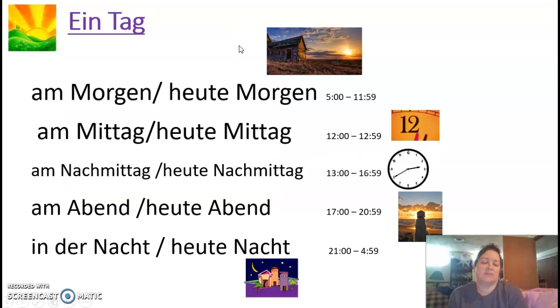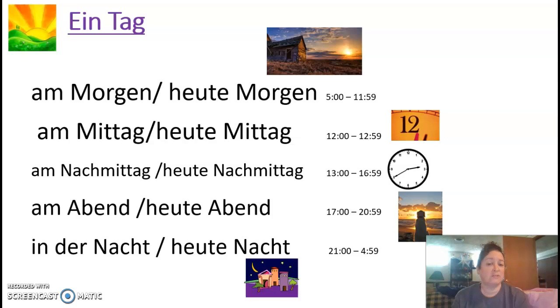So these are some just general times. Am Morgen, 5 to noon-ish. Mittag, it's the same, about 12 to 1 o'clock. Nachmittag, 13 Uhr to almost 17 Uhr. Notice how now we're getting into the 12-hour clock. So in Europe, they use the 12-hour clock. All you need to do is subtract 12 from it, and you get 1 p.m. to 4:59 p.m. That's the afternoon times.